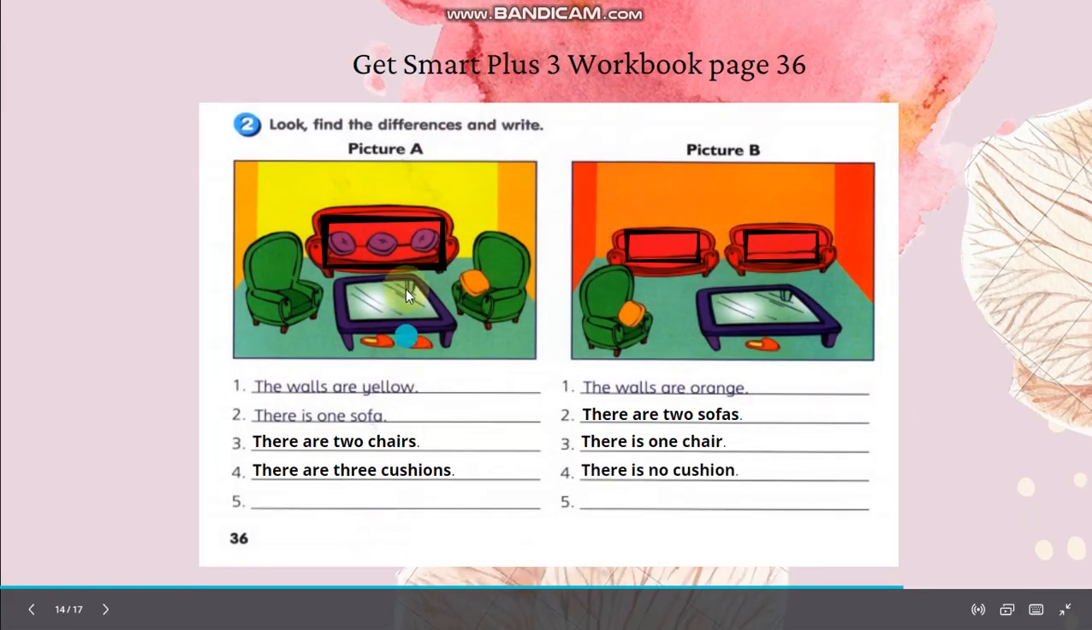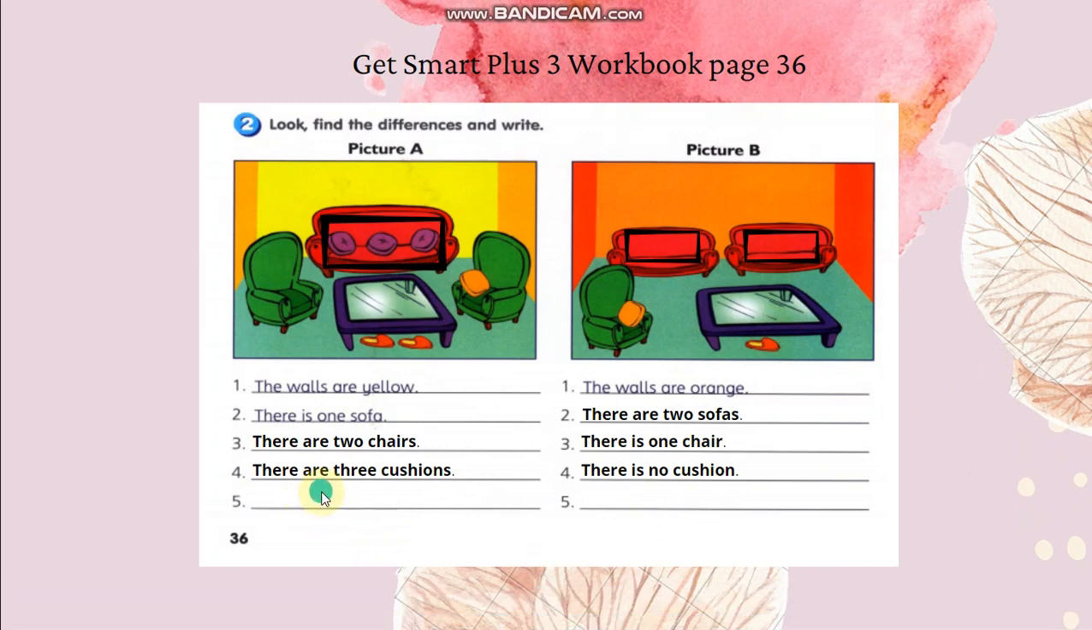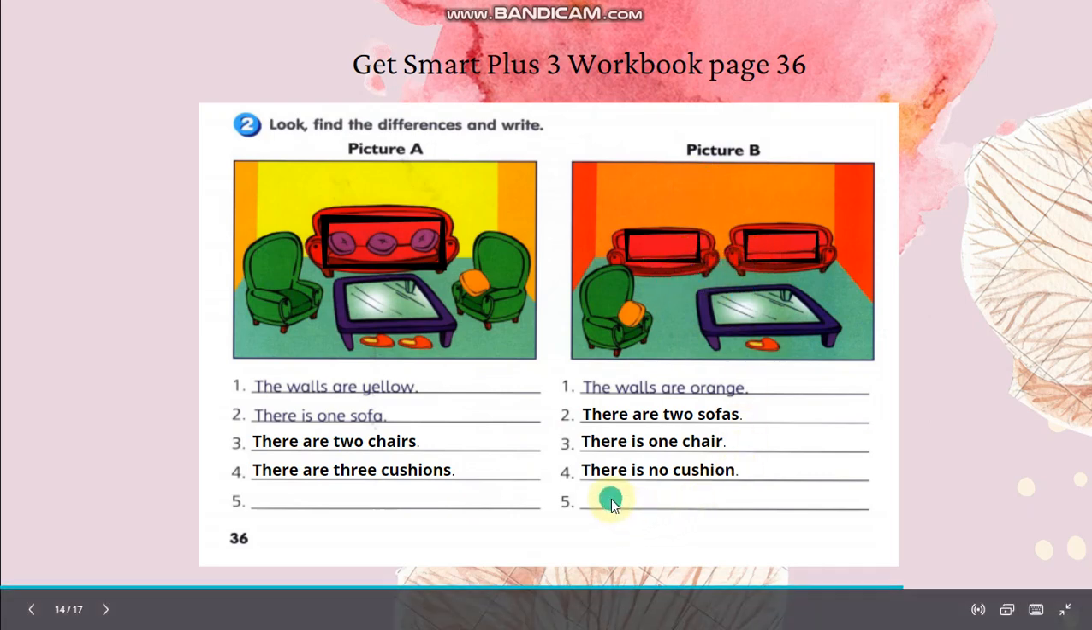Okay, number 4. What else can we find? Oh, the cushions. So in picture A, there are, sebab dia lebih dari 1, macam tadi. Kalau 1, kita guna is. Kalau 2, 3, 4, 5, 6, 7, 8, 9, 10, and till infinity, we must use are. So there are 3. 1, 2, 3. There are 3 cushions. And in picture B, is there any cushion there? No. So there is no cushion.